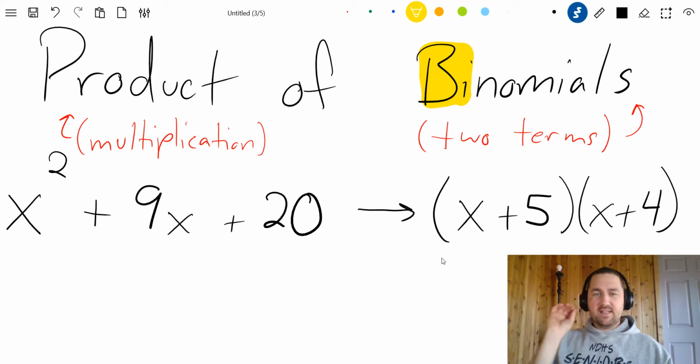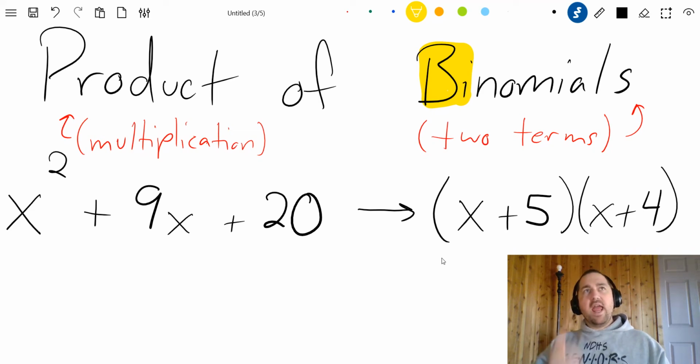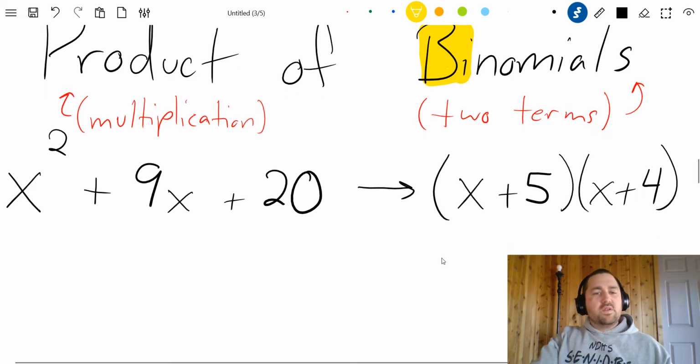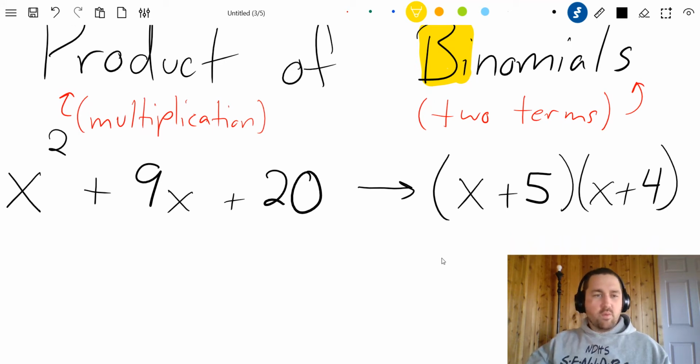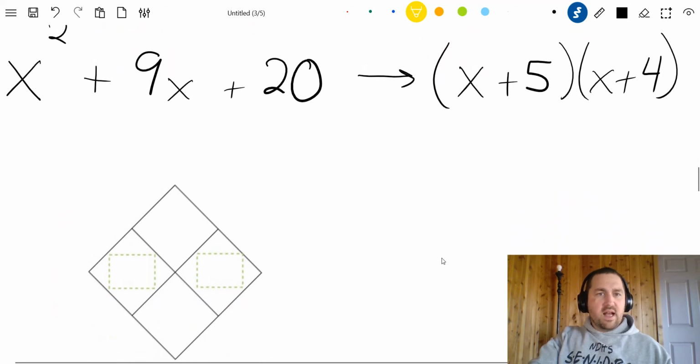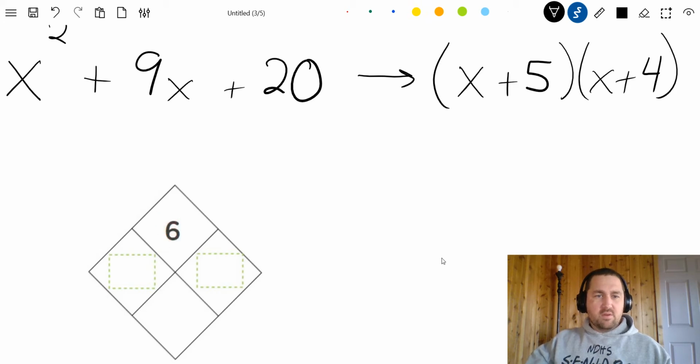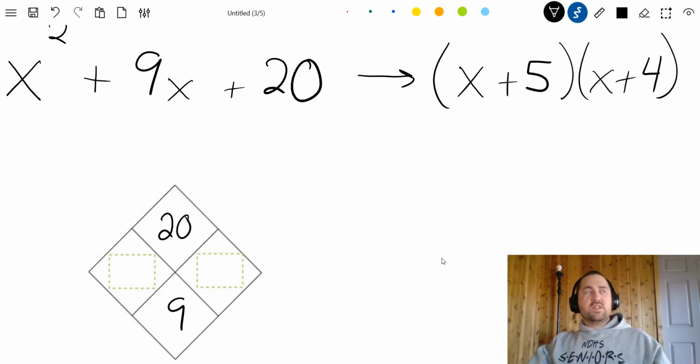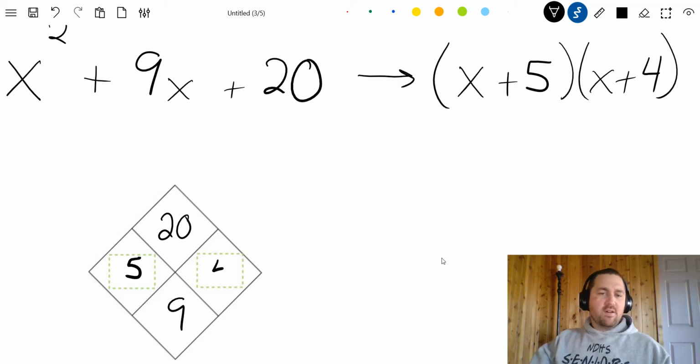Now let's stop for a second. I claimed that this has a lot to do with algebra tiles and diamond puzzles. Let's see how that's the case. Well, let's look at a diamond puzzle. X squared plus 9x plus 20. I'm just going to take two of these numbers, the 9 and the 20, and put them in the puzzle. I wanted to do this, 20 and 9. And then I ask myself, what two numbers multiply to 20 and add to 9? Well, that would be 5 and 4. Hey, look at that. There's a 5 over here, and there's a 4 right there.